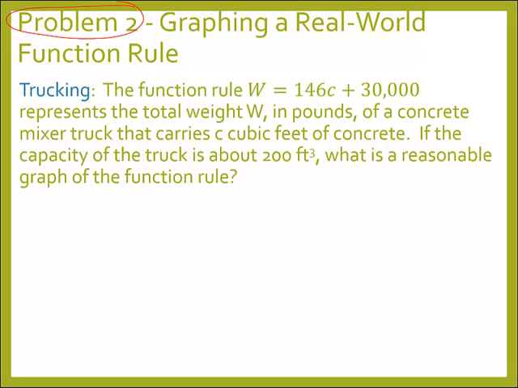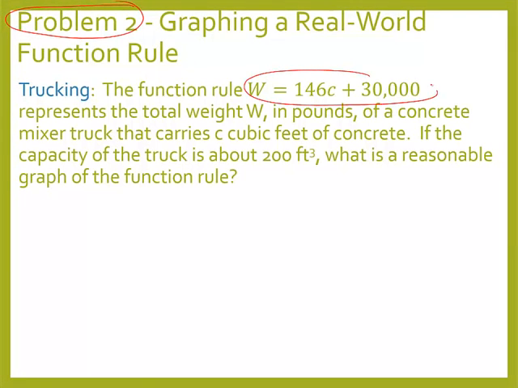Trucking. The function rule W equals 146C plus 30,000 represents the total weight W in pounds of a concrete mixer truck that carries C cubic feet of concrete. If the capacity of the truck is about 200 feet cubed, what is a reasonable graph of the function rule? Okay, so we need some important information like our equation and this limitation right here.